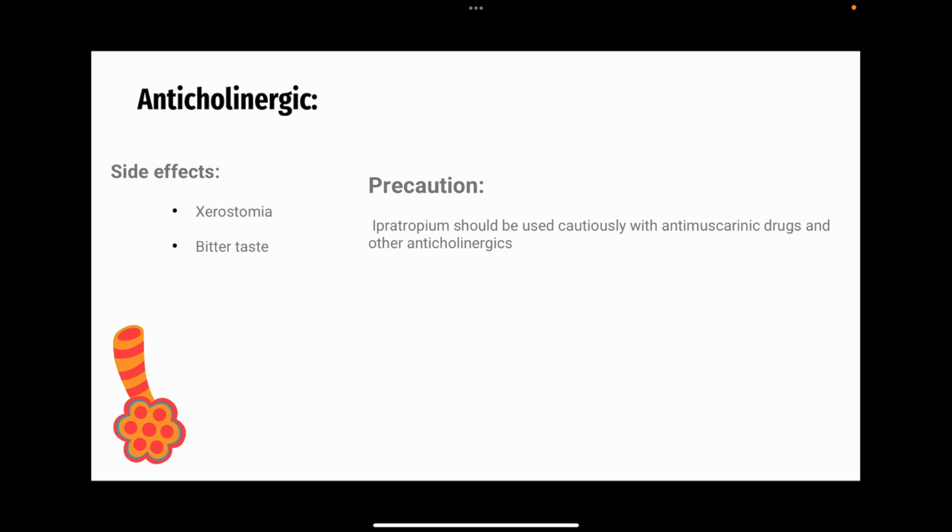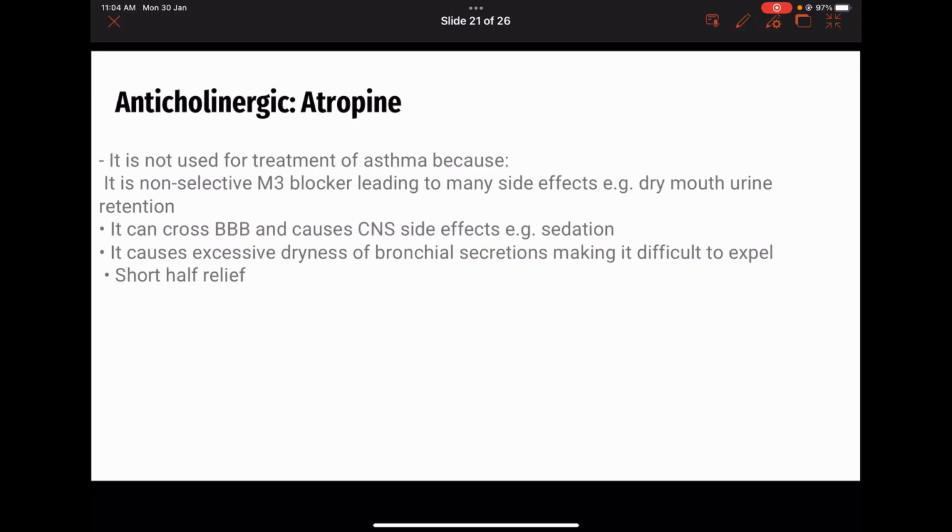Okay, anticholinergic side effects: xerostomia, dry mouth, bitter taste. Precaution: ipratropium should be used cautiously with antimuscarinic drugs and other anticholinergics because of increased anticholinergic effect.